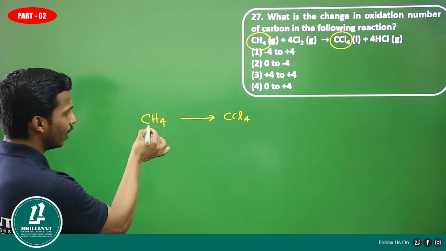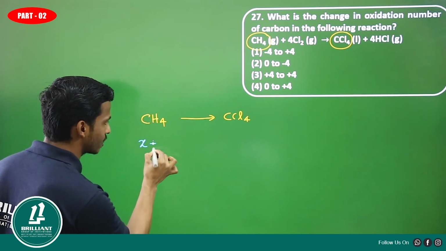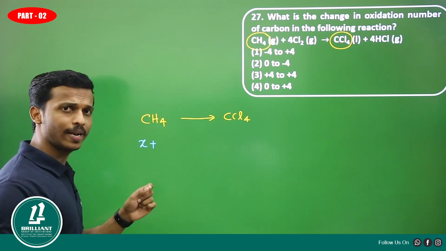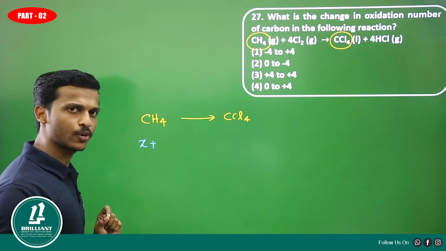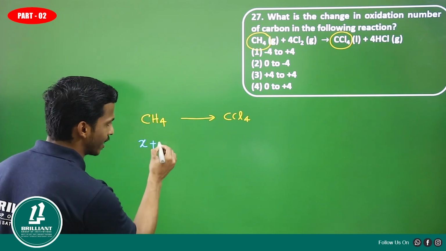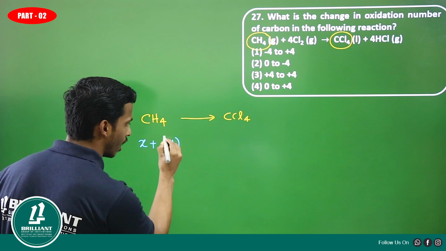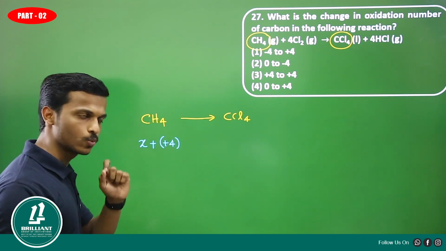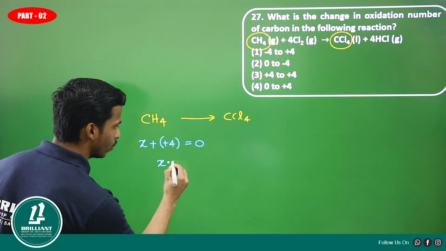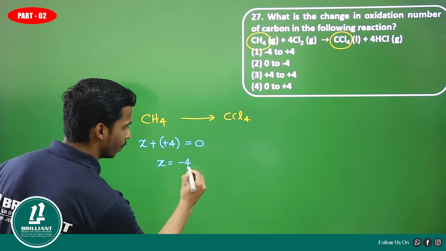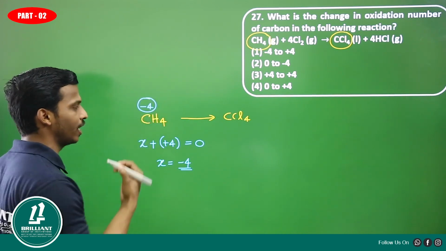See students, let's calculate the oxidation state of carbon. Let me take it as X. What is the charge of one hydrogen? Plus 1, because when you consider carbon and hydrogen, carbon is the more electronegative one, right? Hydrogen is an electropositive element. One hydrogen is plus 1, so 4 hydrogen is plus 4, and X plus 4 is equal to 0. So X is equal to what? Minus 4. So in CH4, carbon is in the minus 4 oxidation state.